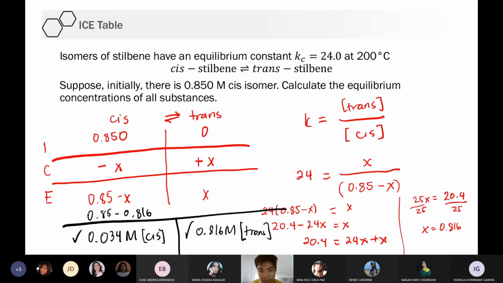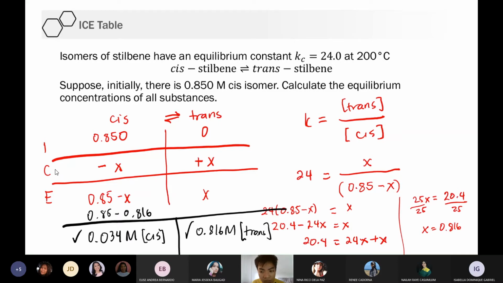So again, let's recall what happened. We have the equation, it gave us the initial amounts, and then it asks us about the equilibrium amounts. So in order to answer that, we use the ICE table so we can track the changes in the concentration of our substances. So ICE table, I is initial. So that means whatever is the initial concentration stated in your problem, isusulat mo doon.